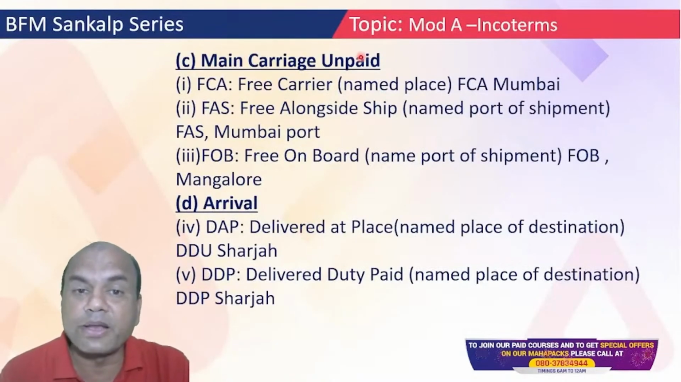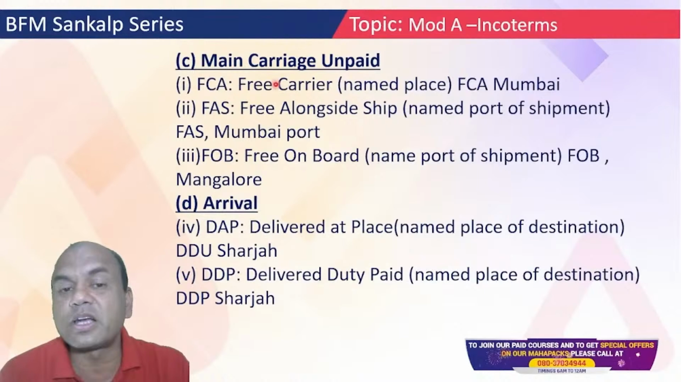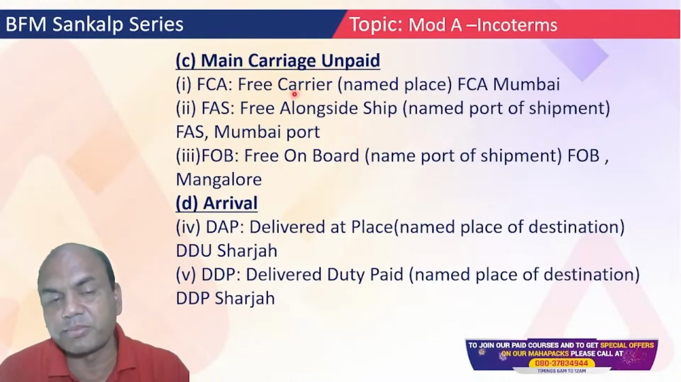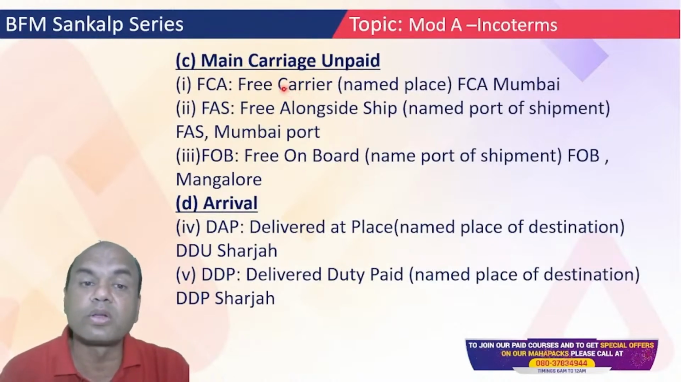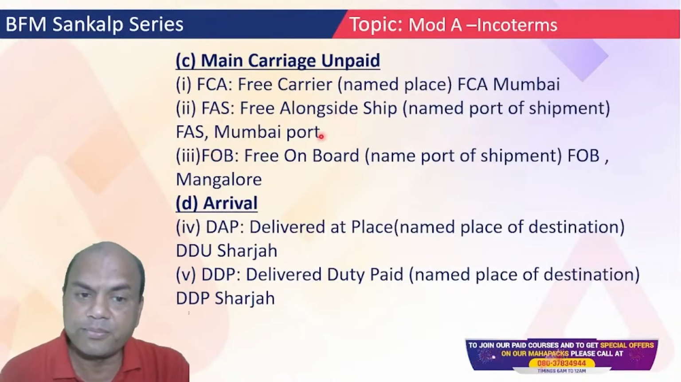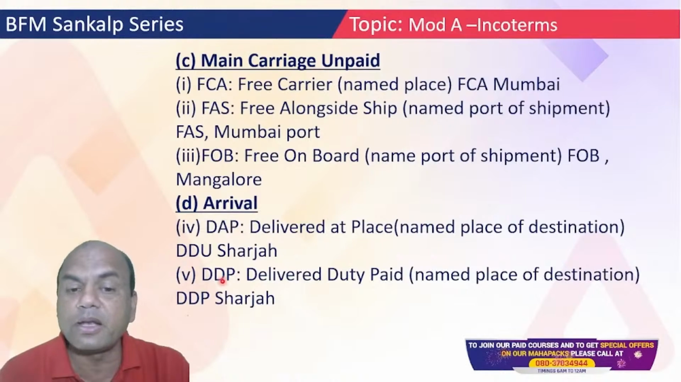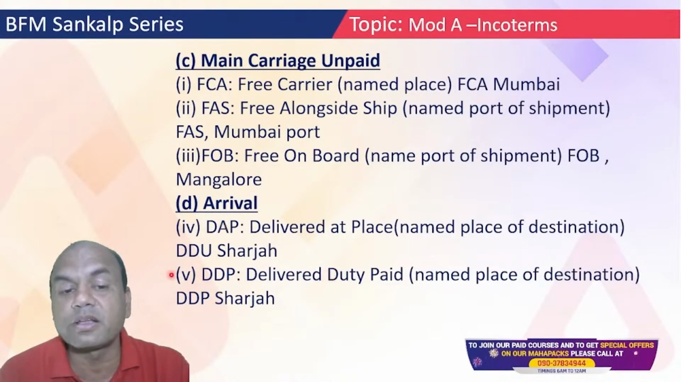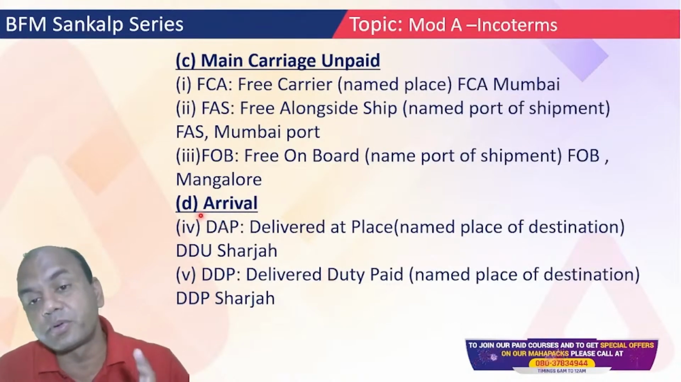Main carriage unpaid means the carriage is not paid: FCA, FAS, FOB. FCA is related to railways or road. FAS and FOB are generally related to ship. Arrival: DAP and DDP, delivery at place, and DDP is delivery duty paid. So here arrival means at the importer side.